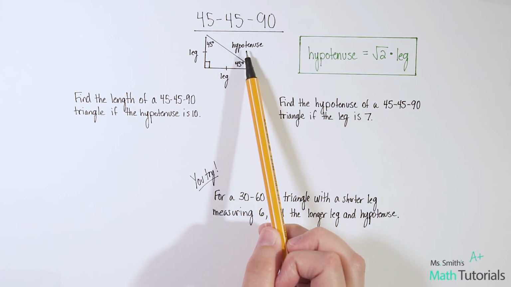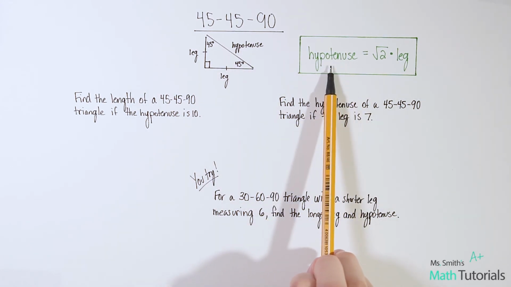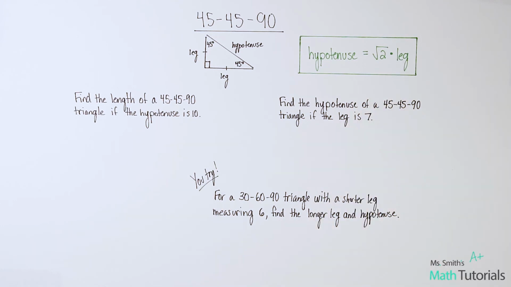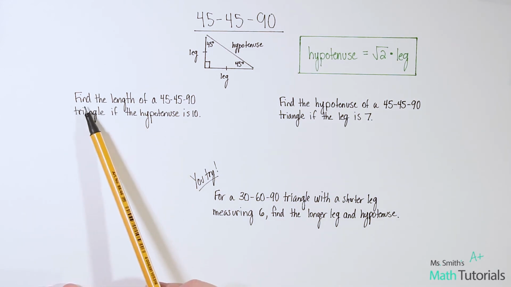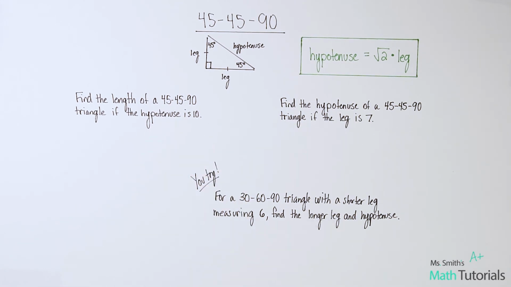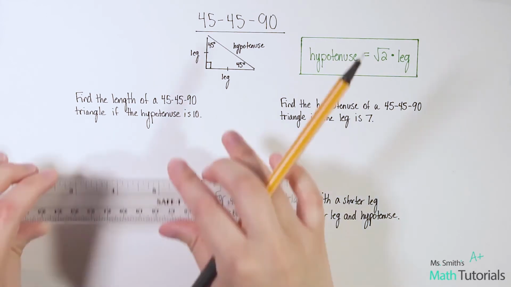That's the same from the other video. The hypotenuse equals the square root of 2 times a leg. Doesn't matter which leg, just pick one. Whatever one leg is, so is the other leg. Find the length of a 45, 45, 90 triangle if the hypotenuse is 10. So first, let's just draw this so we can visually see this triangle.